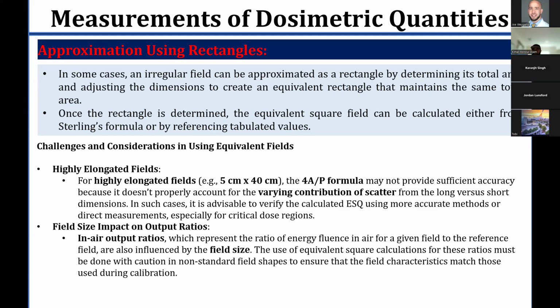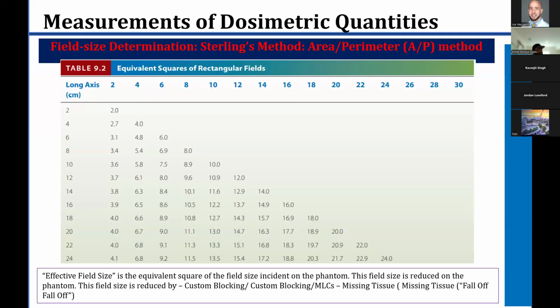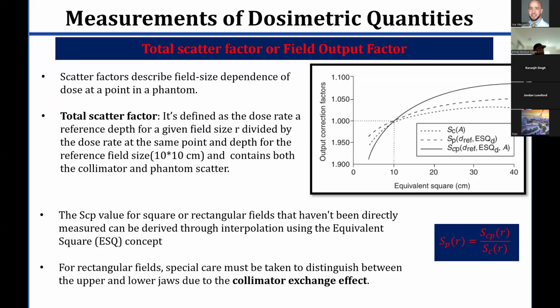And so the use of equivalent squares for calculating such ratios typically should be done with caution when dealing with non-standard field shapes. This is essentially to ensure that the field characteristics match those used during calibration. We are also going to talk a little bit after this about the collimator exchange effect that in turn affects some of these calculations. Now, this table I actually took off from Karen that gives us tabulated values of equivalent square fields that we can actually use. I recommend that you should take a look at this table.